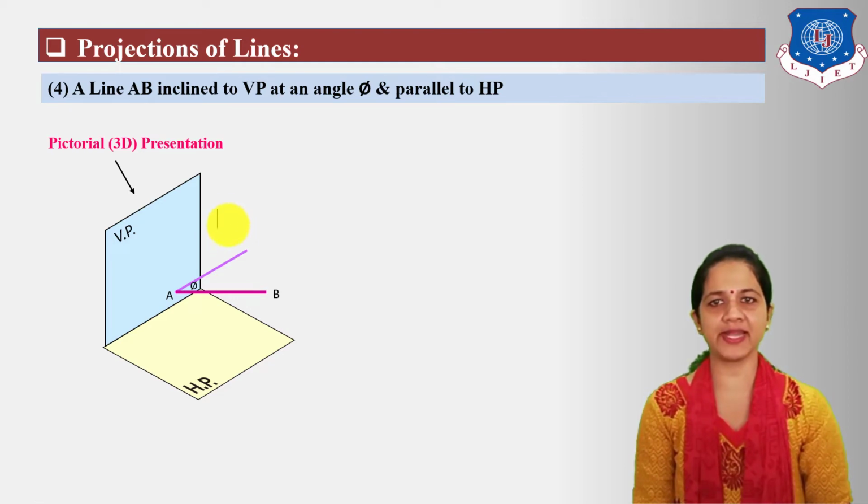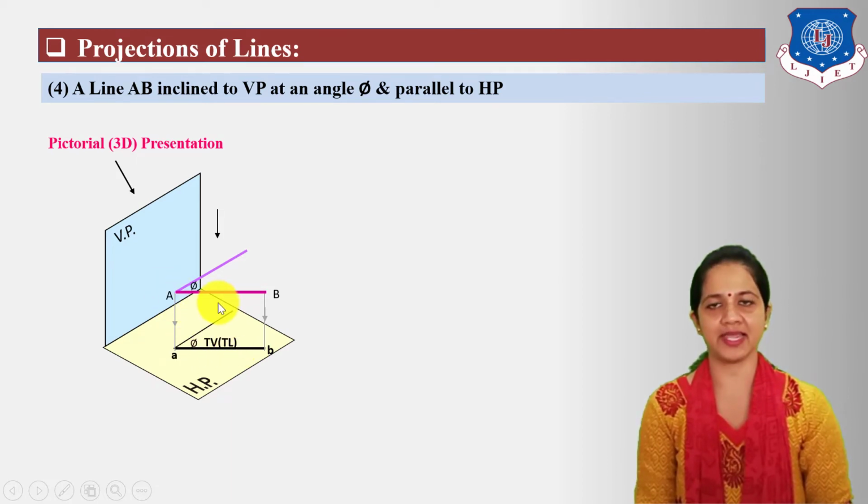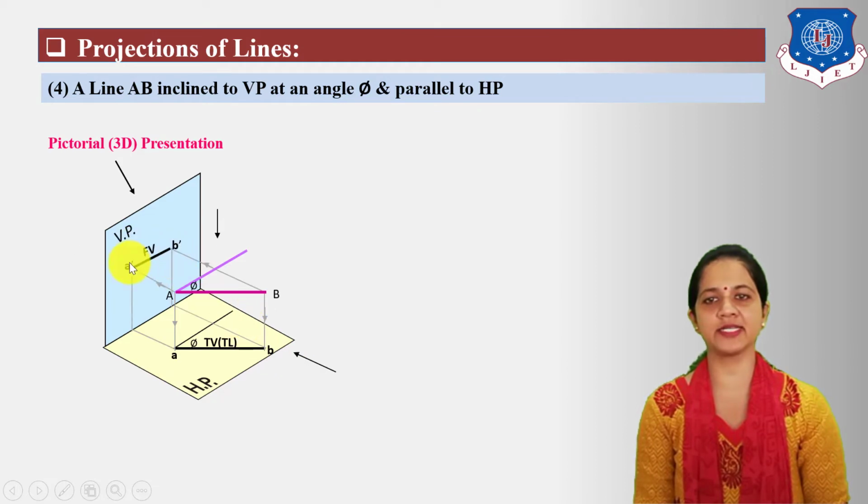So when we take projection from top direction, we will get the top view of this line on the horizontal plane. It is parallel to given line AB, and the length of this top view line is equal to given line AB. Next, when we take projection from front direction, we will get its front view on the vertical plane. It is a straight line. The length of this front view is less than the length of given line AB.